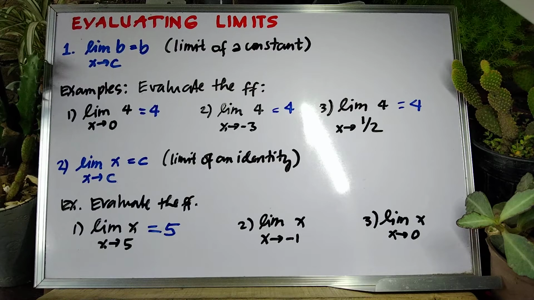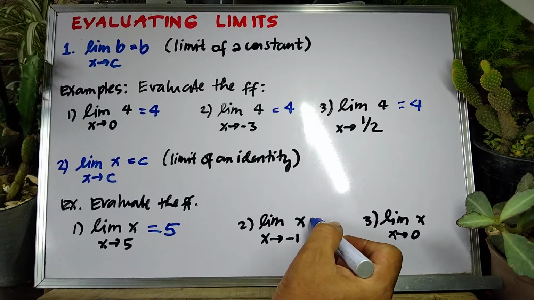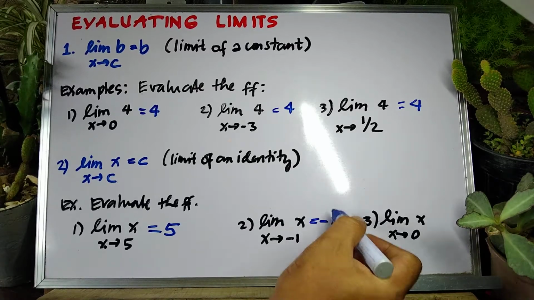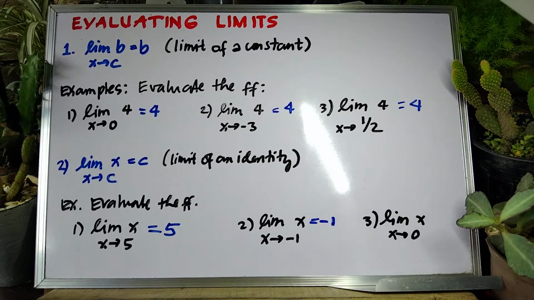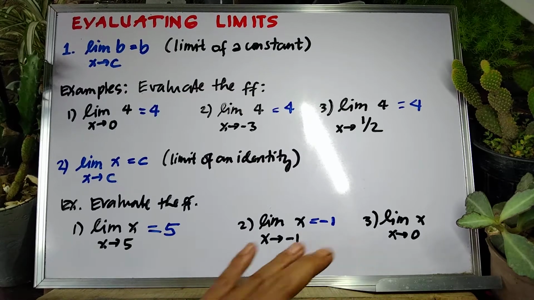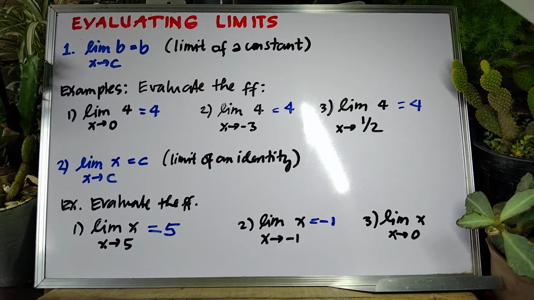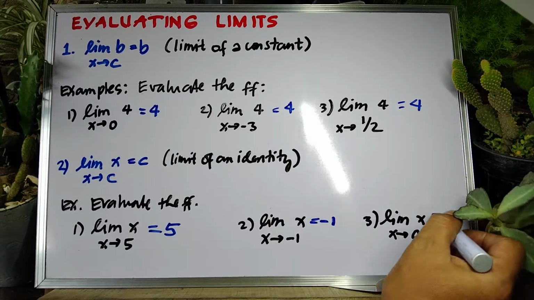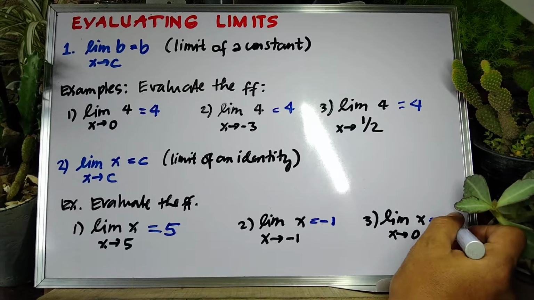Okay, number 2, the limit of x as x approaches negative 1. So, what is your answer here? So, klaro kayo na negative 1. Okay? Now, how about number 3? The limit of x as x approaches 0. We have, of course, 0. Okay?